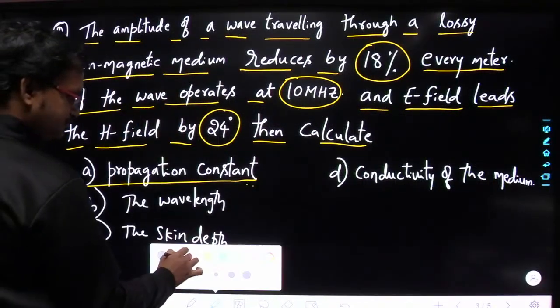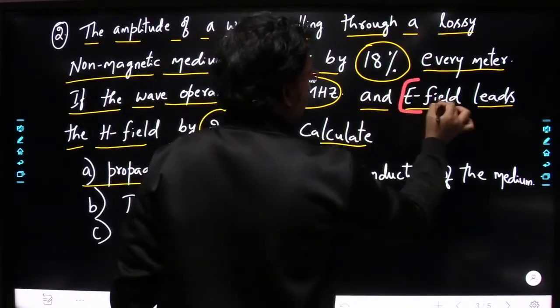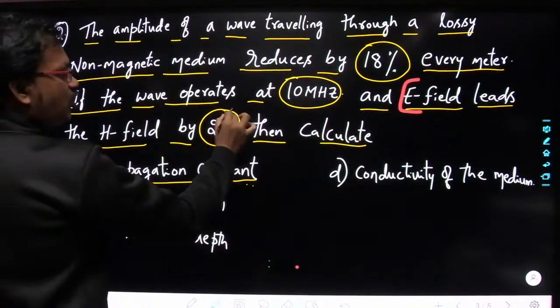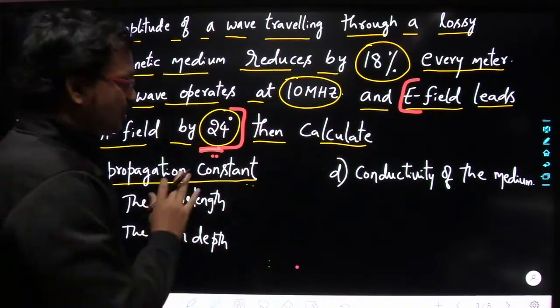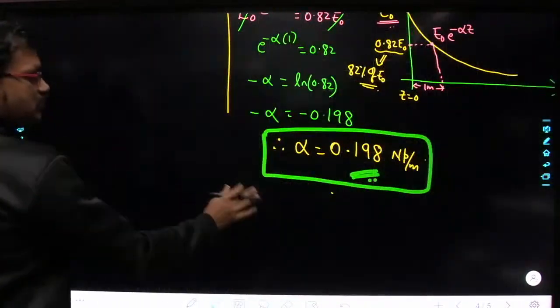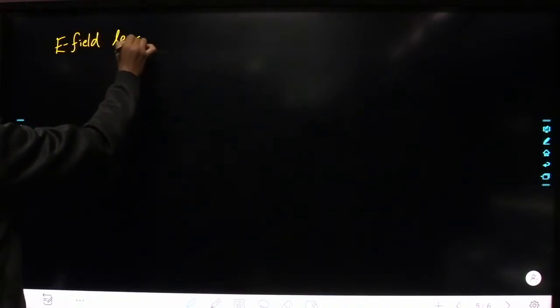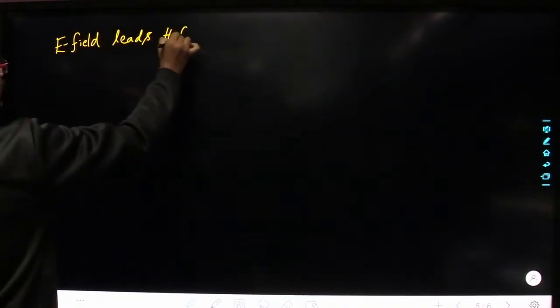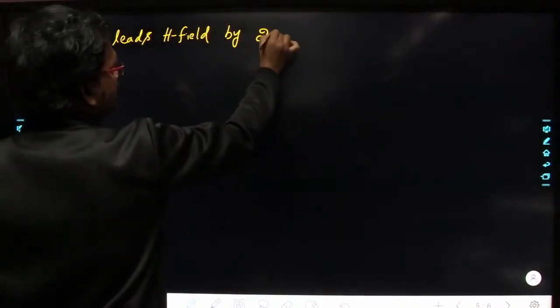See here, they have given that the electric field leads the H field by how much here? 24 degrees. The electric field leads the H field by 24 degrees, right? So now from that, I'm clicking next page. So they have given that the electric field leads the H field by 24 degrees.